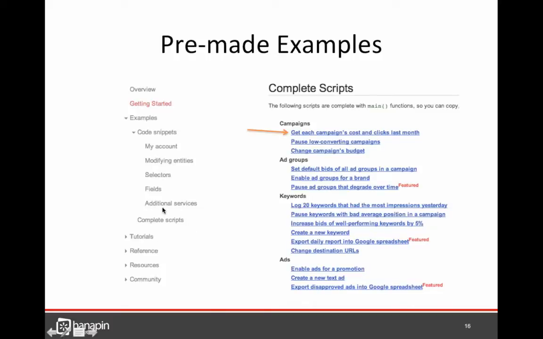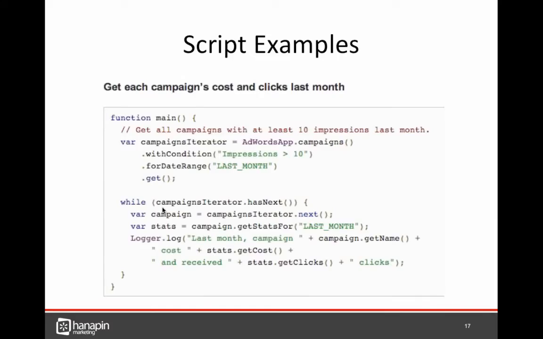So Google already gives you a load of scripts you can start using, and some of these are pretty basic, but the really useful thing is you have segments of JavaScript pre-built for you. So we're just going to jump in and really quickly show you the example of the get each campaign's cost and clicks last month script. So here you are. This is the JavaScript. If you haven't seen JavaScript before, it might be a little intimidating, but we'll walk you through what's been said here. So Jacob, if you just want to really quickly explain the script here.